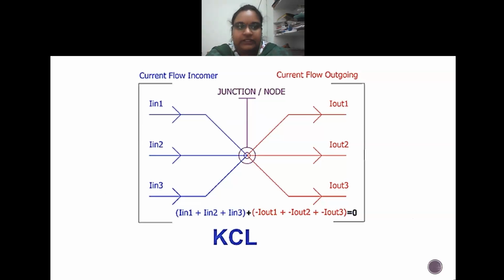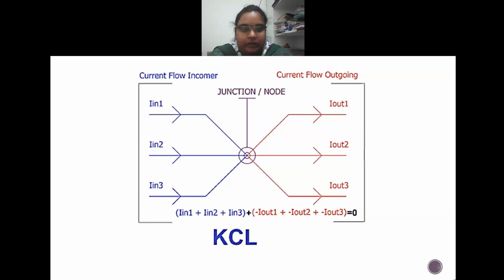This is the most fundamental law which we need to know, because if you don't know the amount of current entering the node and the amount of current leaving the node, we cannot judge how much current is being circulated in that particular node. So, to understand the current circulated in that node, this is the fundamental law.